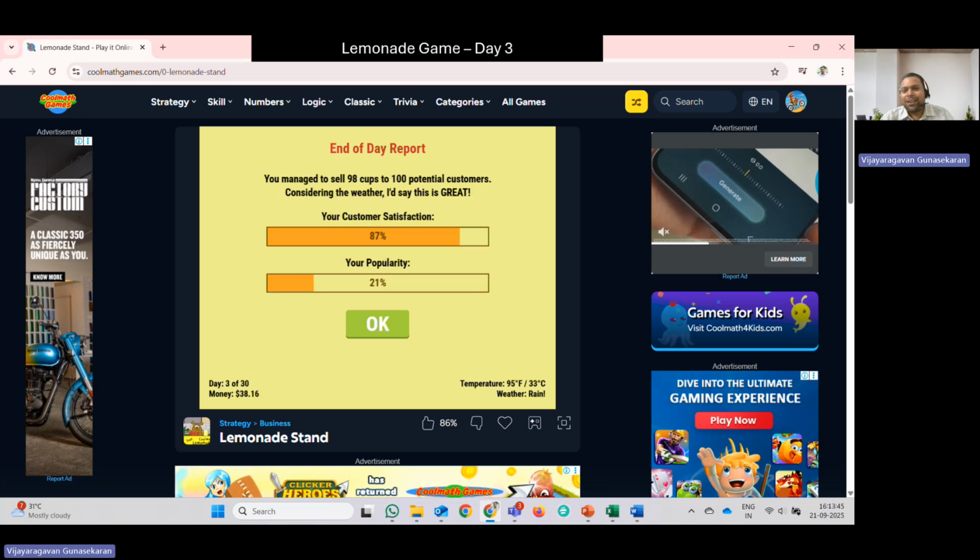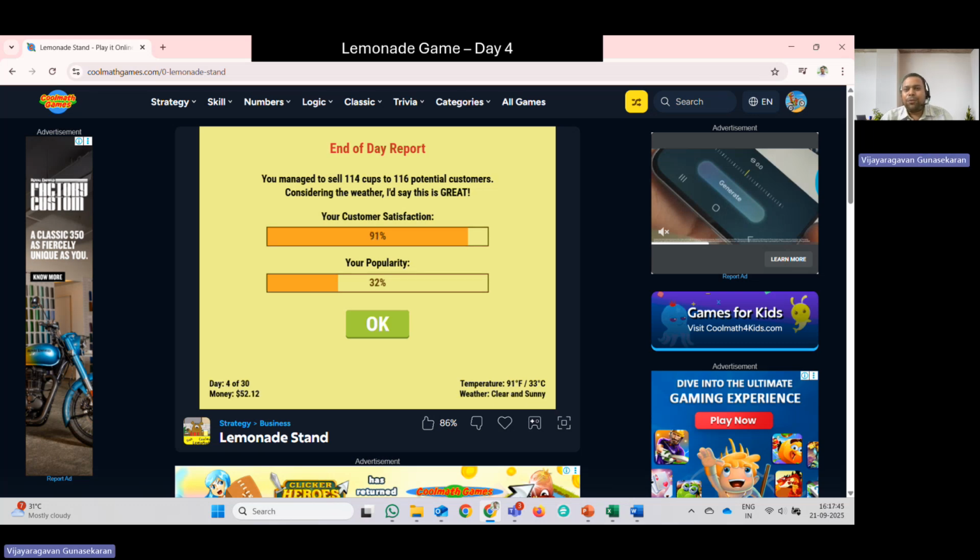Going back to day three, it was a rainy day, but the weather was like 33 degrees centigrade, so I made a good profit out of it. And the pricing per cup has been kept at 35 cents. So we had a very good positive feedback on the customer satisfaction index, 87%, and my popularity also increased. So according to the taste buds, I was able to identify how much the quantity or the mixture needs to be for the juice. So I was able to bring this out on this particular day three.